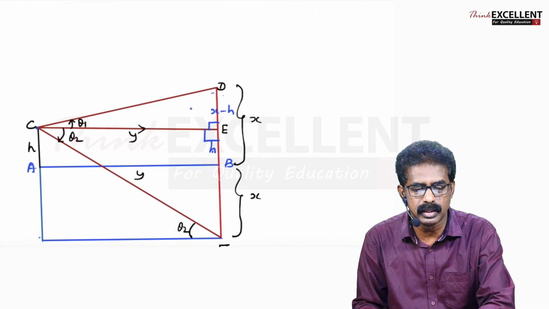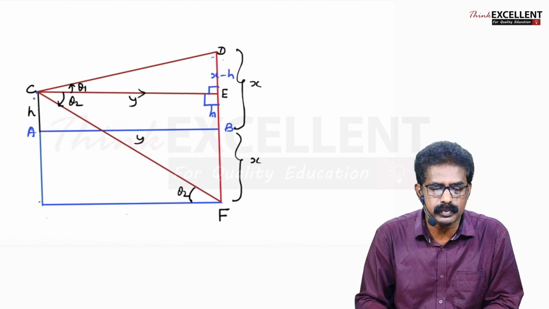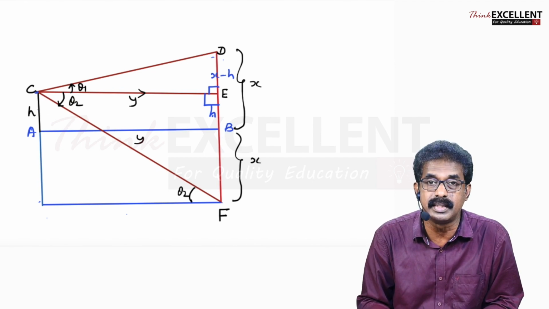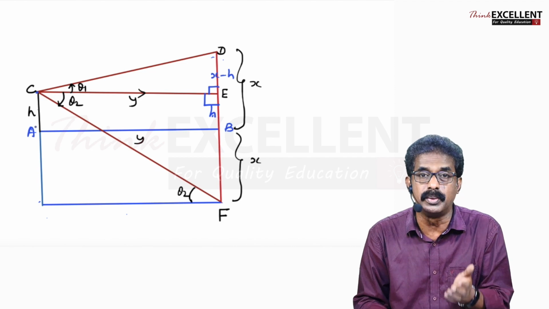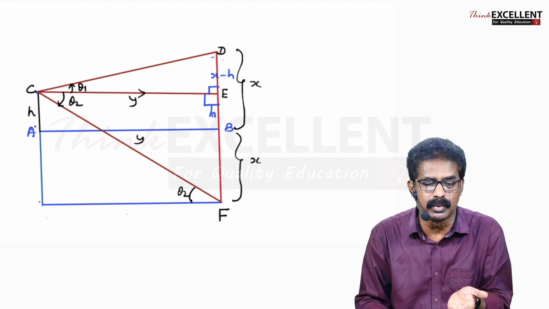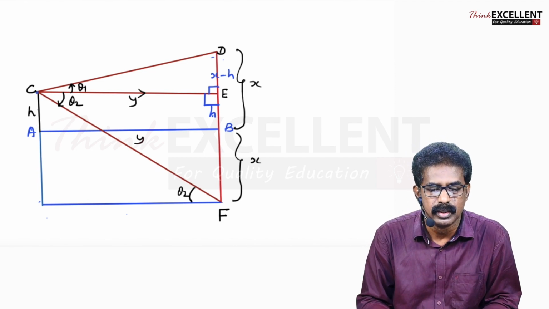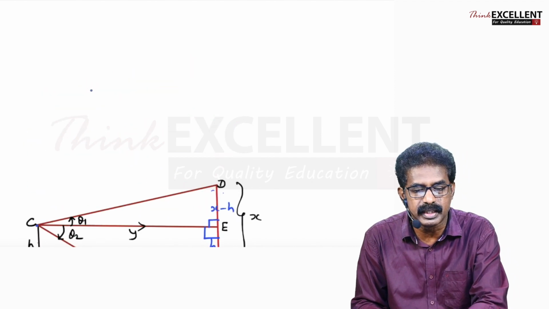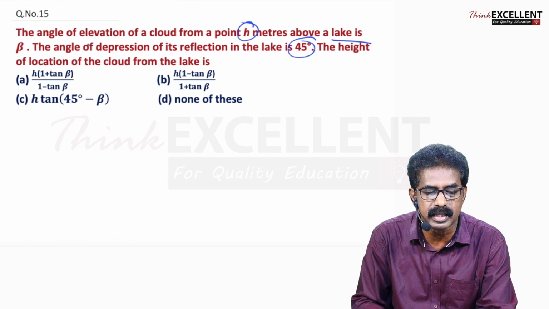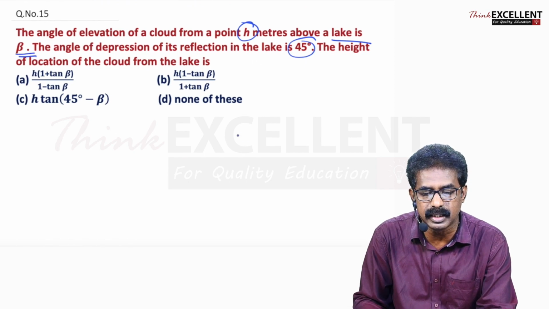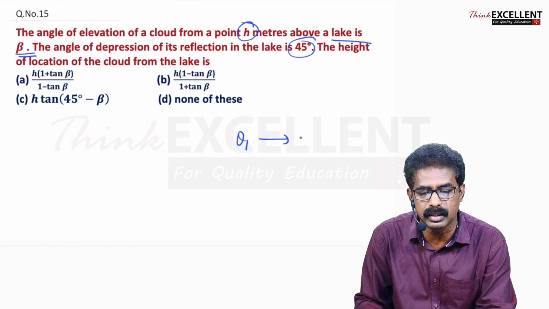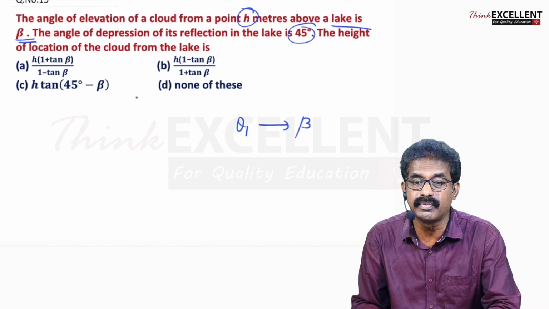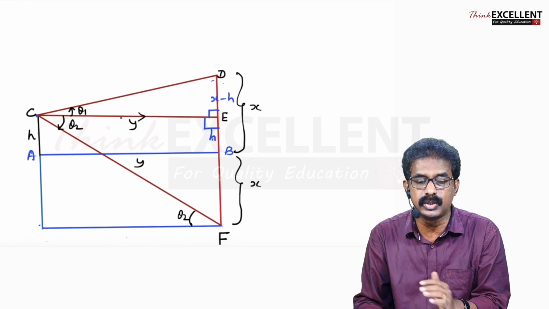Look at that question. This is that question. So AB is the lake. You are standing where? At C, h meter above the lake level, the water level. From there the angle of elevation is theta 1, right? Instead of theta 1 only, here they have given us what? Beta. In that answer, instead of theta 1, they have given beta, right? The angle of depression of the reflection is theta 2.